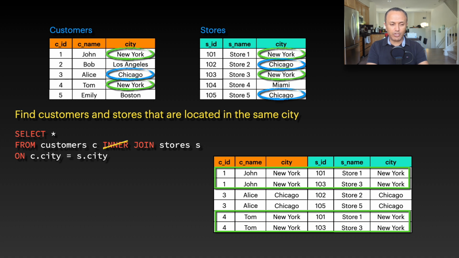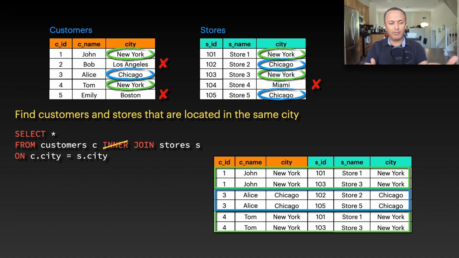Same thing happens with Chicago. We have 1 customer with Chicago, 2 stores with Chicago. So we have 2 different combinations that we can see in the output. Now, the rows that are on the customer side or on the store side that do not have a match on the opposite table, for example, we have Bob, who is located in Los Angeles, but we don't have a store in Los Angeles. So then Bob is not part of the results.